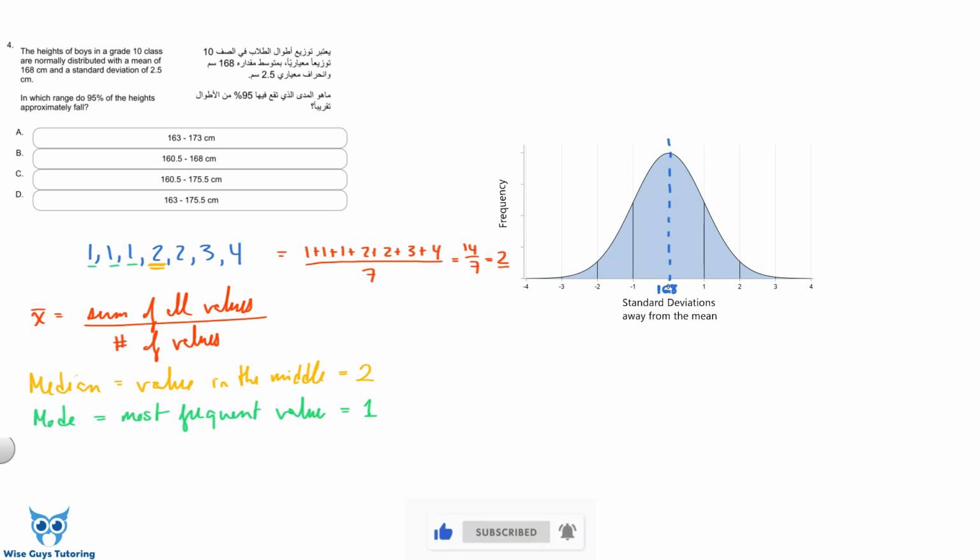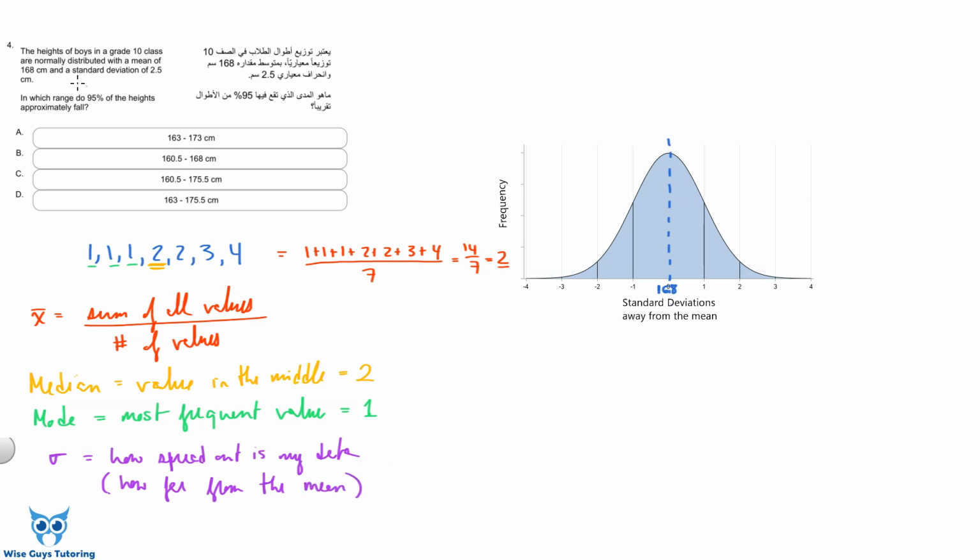Now, standard deviation, that's a new one. Standard deviation just means how spread out. How spread out is my data. Meaning, how far are they from the mean? How far from the mean? So how far are the other heights compared to 168, which is the average? So let's talk about this. Let's look at the graph, okay?